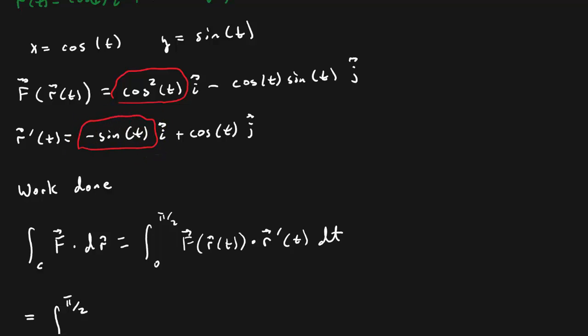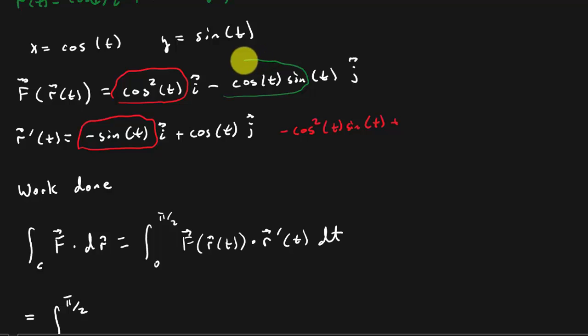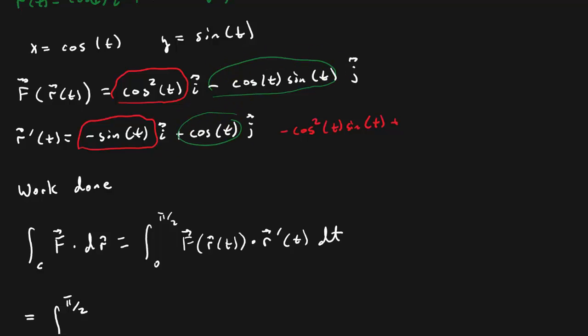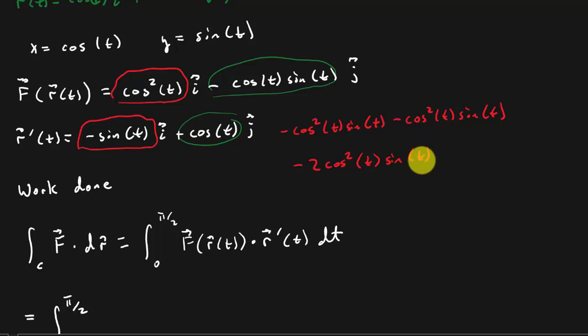So that's going to be negative cosine squared t sine t plus what? Plus this times this, right? So plus, and a negative times a positive is negative, so minus cosine squared t sine t. So there's your dot product, and this is just negative 2 cosine squared t sine t. So that's this dot product.